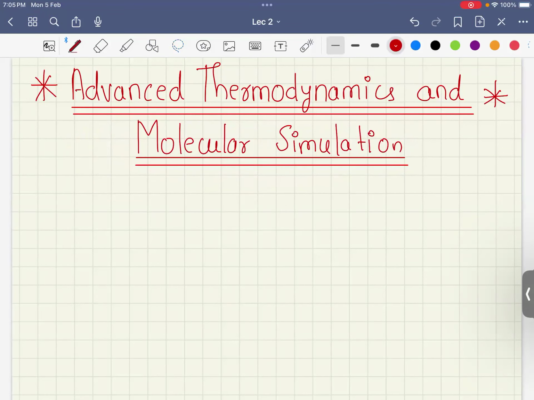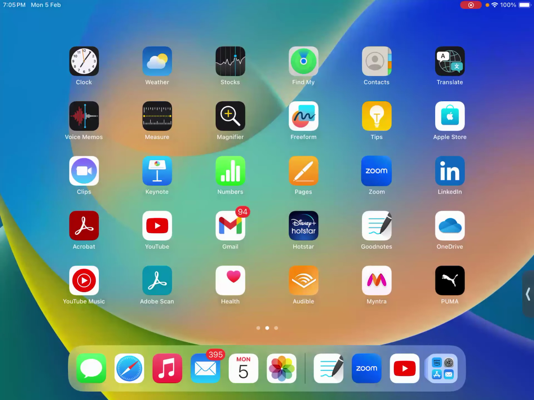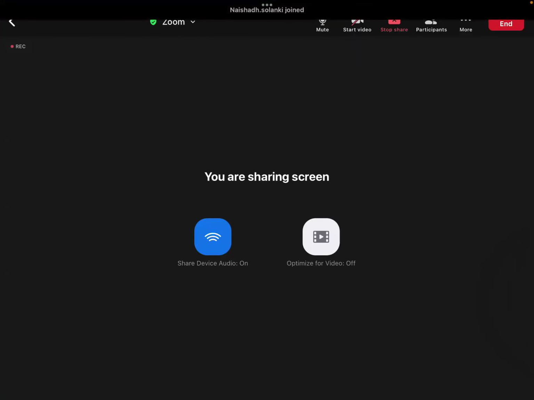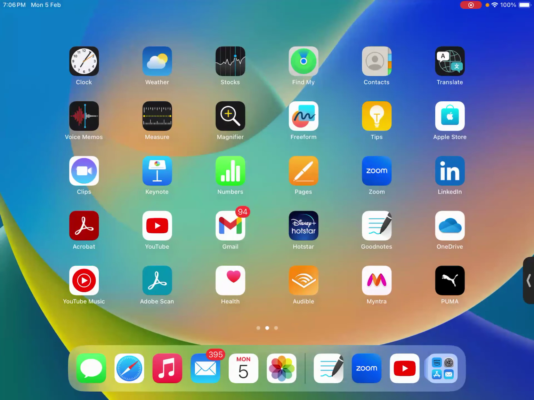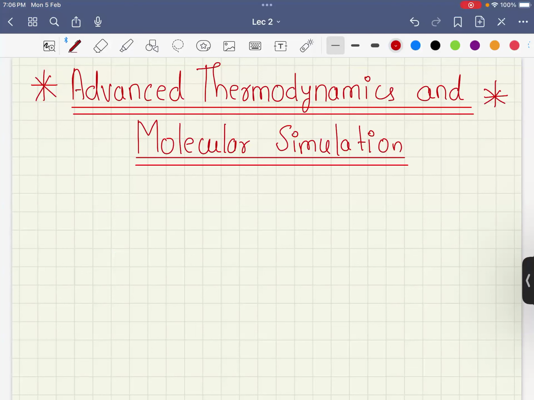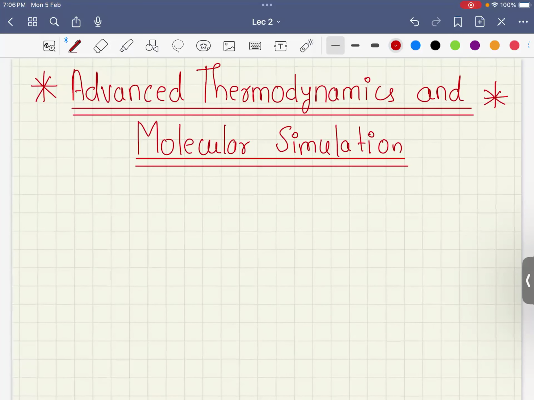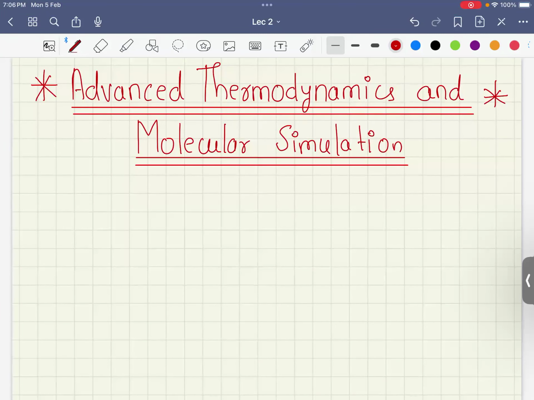In today's class, we are going to, as promised, derive the TDS equation, and then find the CP minus CV relationship in general. We know that CP minus CV for an ideal gas is equal to R, right?